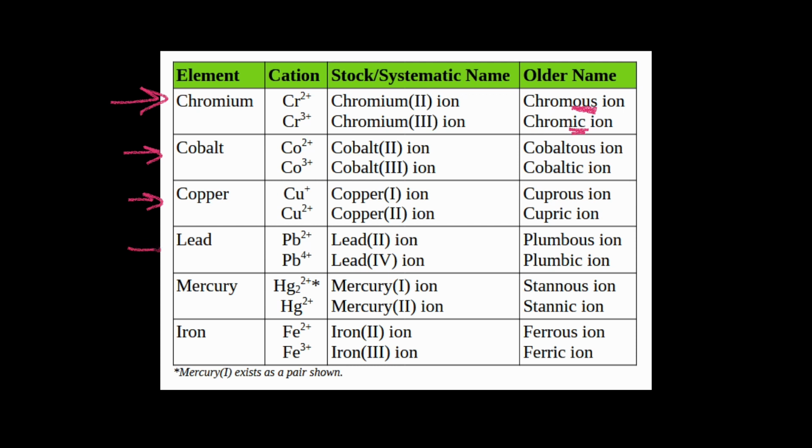We've got the leads, the older naming, plumbous ion, plumbic ion. And there is an asterisk for the mercury right there. Mercury(I) does exist as a pair, so don't be thrown off by that. That's why that's indicated there. So mercury(I) ion, stannous ion, mercury(II) ion, stannic ion. Just included there so you can see the comparison and contrast between the two naming systems. So again, the Stock systematic naming is the one we use more commonly, but you do come across the older naming here and there.